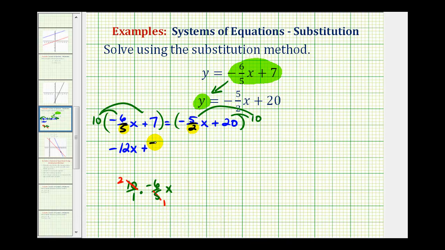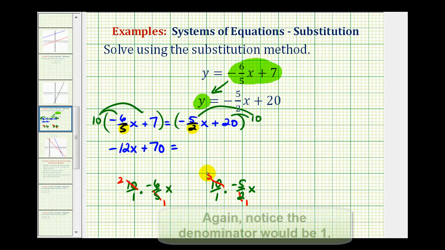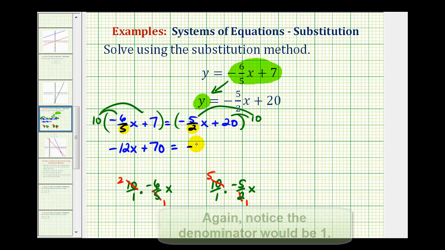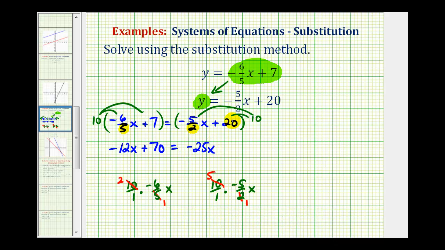So we have plus 70 equals, on the right side we'd have 10 times negative 5/2 x, or 10 over 1 times negative 5/2 x. Again, the 2 and the 10 simplify. There's 1 2 and 2 and 5 2s in 10. So we have 5 times negative 5x. That's negative 25x. And then 10 times 20 is 200, so plus 200.